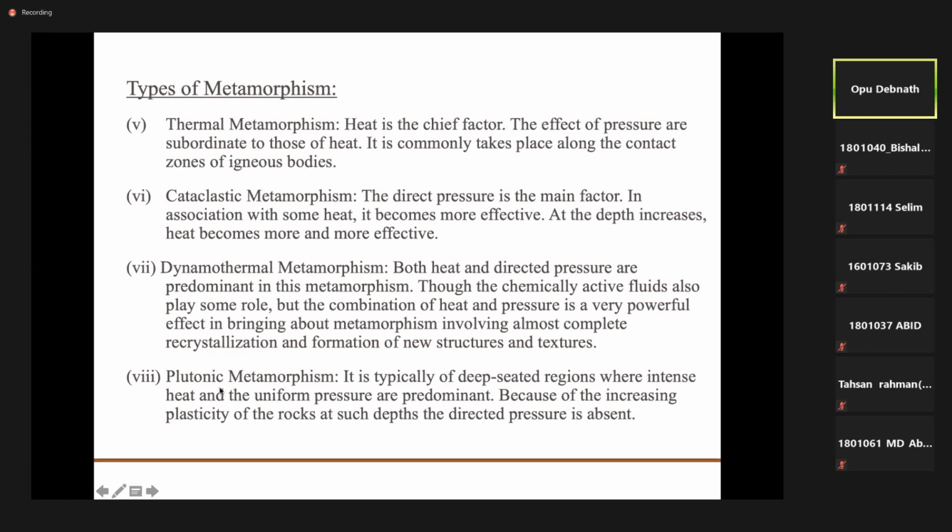The next one is the plutonic metamorphism. This is typically in a deep-seated region, that means a very deep region, where intense heat and uniform pressure predominate. That means at very great depth, where the temperature is constant, high intensity, and the uniform pressure is available. In those cases, plutonic metamorphism occurs, due to the increasing plasticity of the rocks at such depth, and directed pressure is absent.